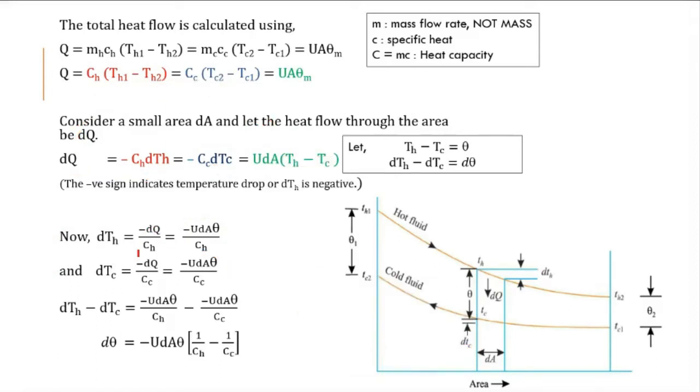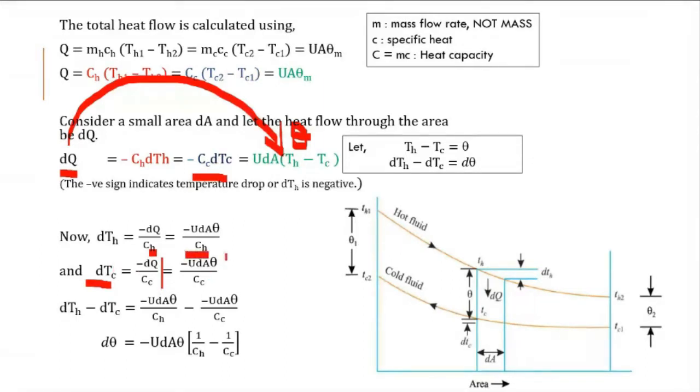No, sir. Okay. Similarly, consider these two expressions. dQ is equal to minus CC dTC. From these two expressions, we get that dTC is equal to minus dQ divided by CC. Again, substitute the value of dQ from this expression. So dQ is equal to U dA theta. We are doing the same thing, substituting the value of dQ over here. So dTC is equal to minus U dA theta divided by CC.